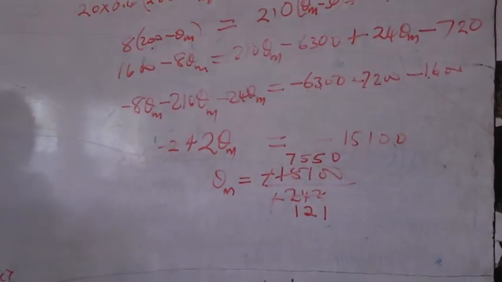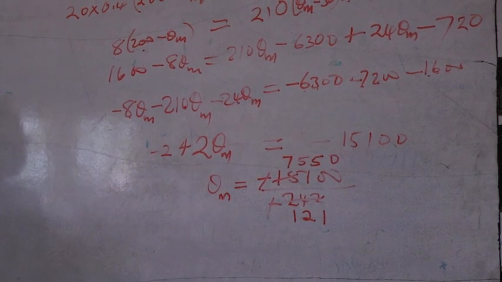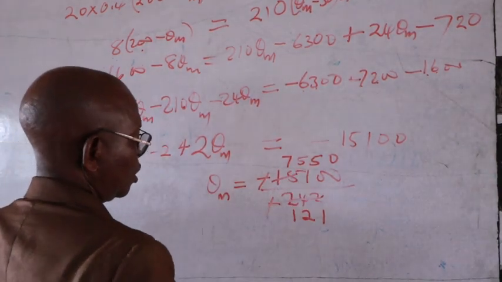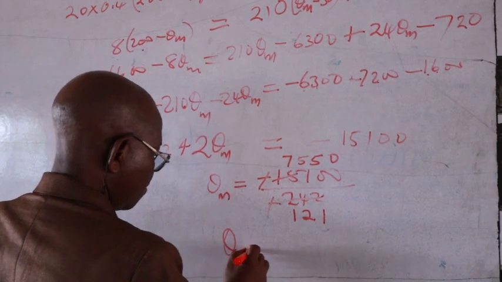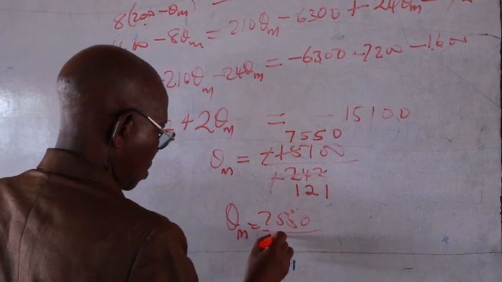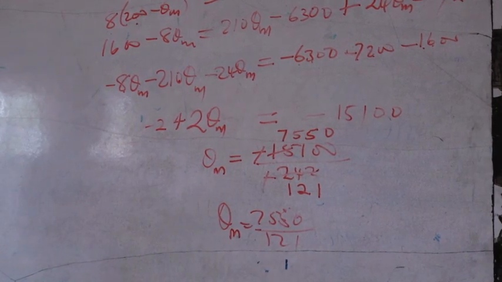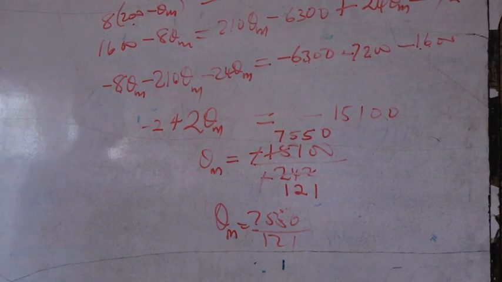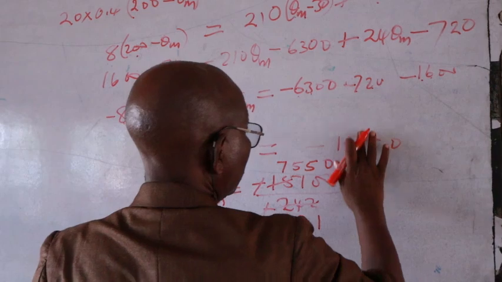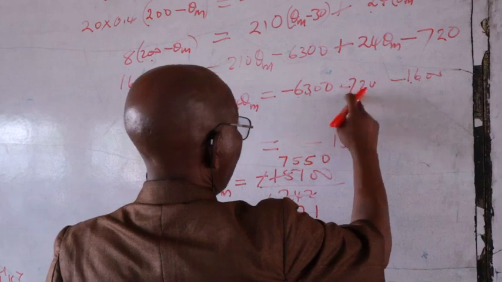So you now think of what else can go. Can 11 go? No. So you can now say 7,000. So yes, 550 divided by 75050 all over 121. So what is it? Minus 720. Yes. So you have 720 here.